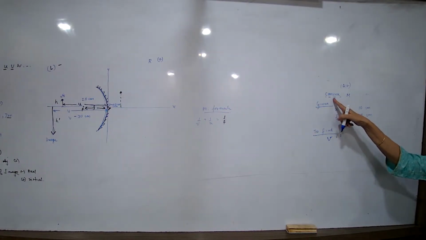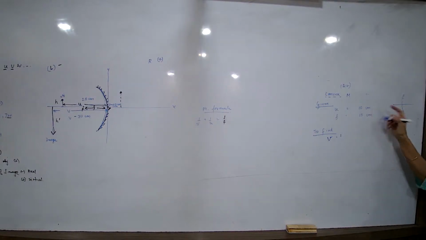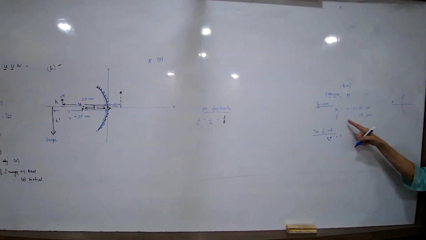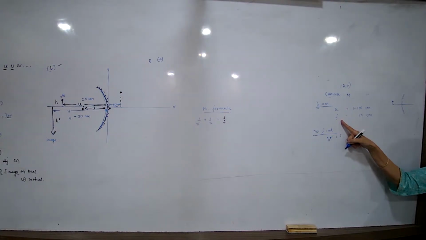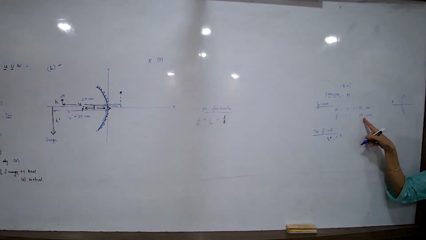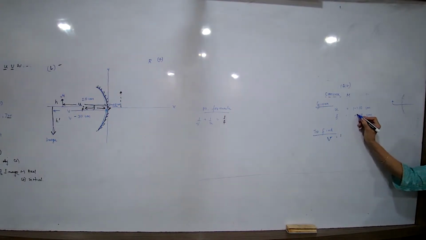Now the moment I see convex, what should I do? Draw a rough diagram. Quickly, one small rough diagram. If I draw, it becomes very easy for you. Where is U? U is here. Positive or negative? Negative, because it's on the left hand side. F is focal length, and F will be on this side. So it is going to be positive.